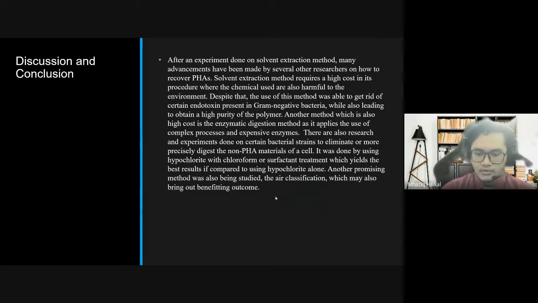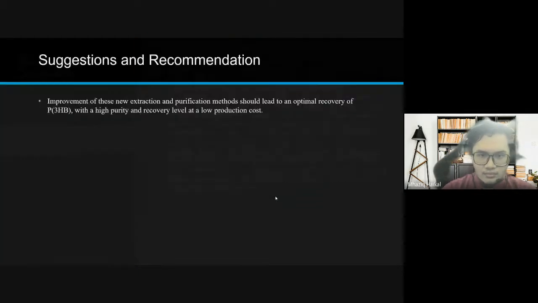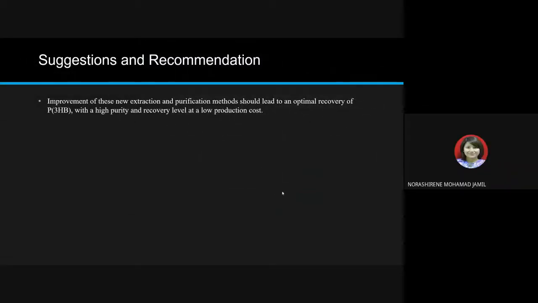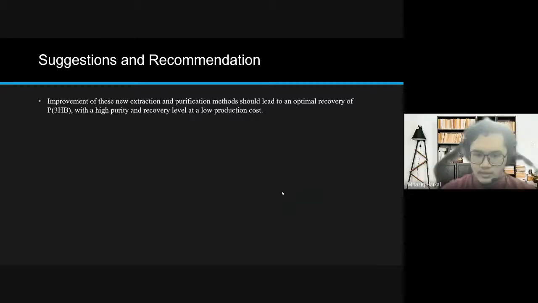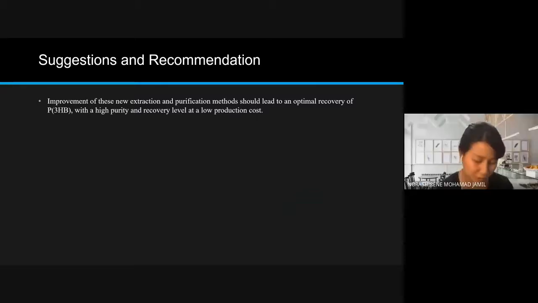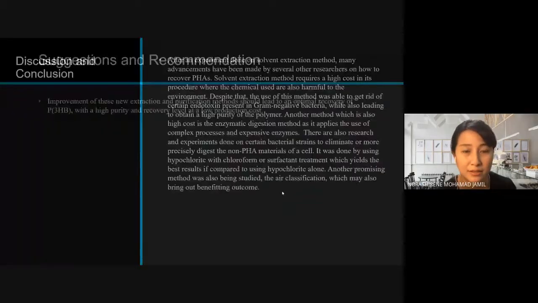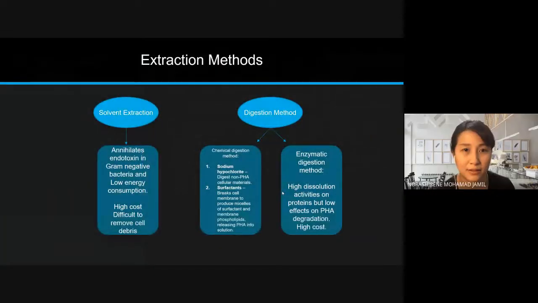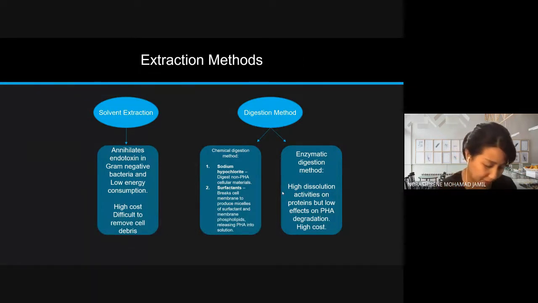Are you going for Q&A? Haziq Haikal, yes. Can you go to your extraction methods page just now? Extraction methods, yes. All right. My first question, before I go to this extraction method, is how important it is to do a pre-treatment before you proceed to the extraction method.